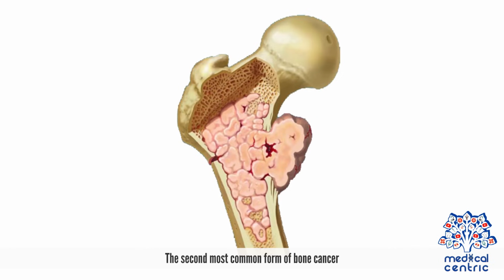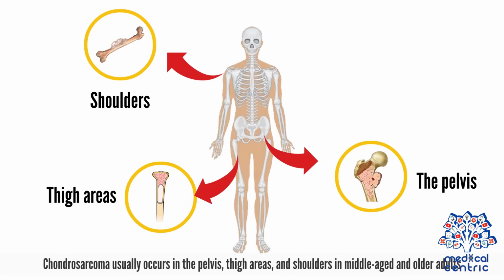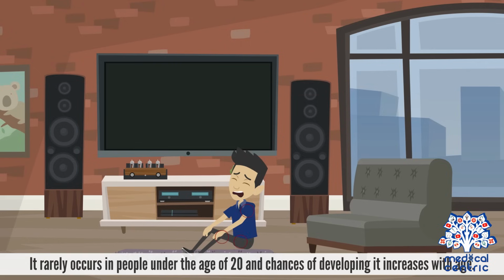Chondrosarcoma is the second most common form of bone cancer. It forms in the subchondral tissue, which is the tough connective tissue between the bones. Chondrosarcoma usually occurs in the pelvis, thigh areas, and shoulders in middle-aged and older adults. It rarely occurs in people under the age of 20, and chances of developing it increase with age.